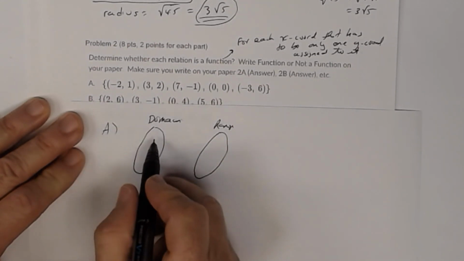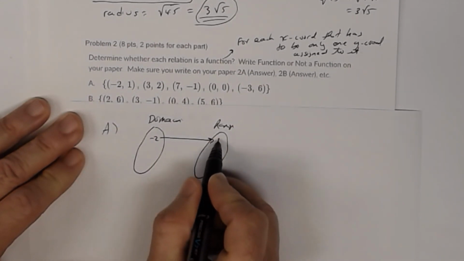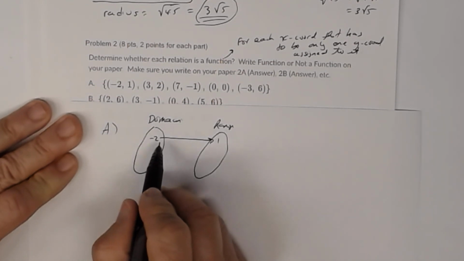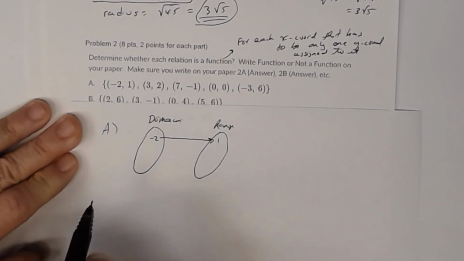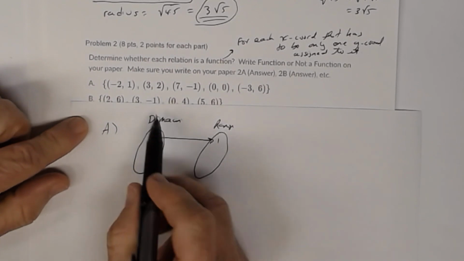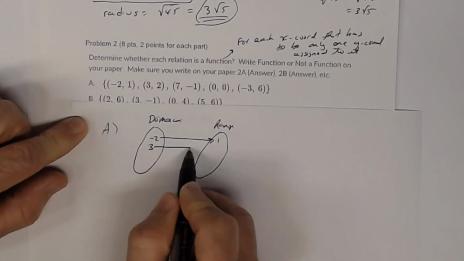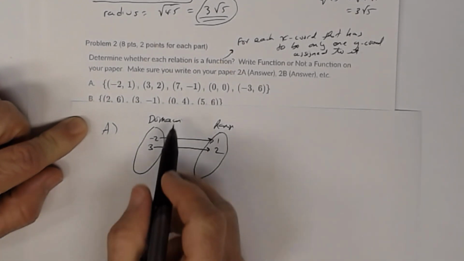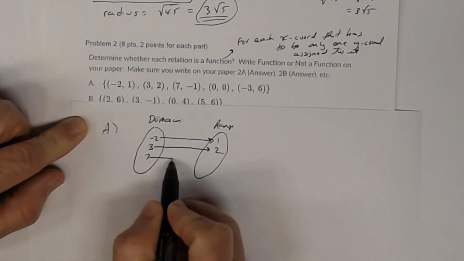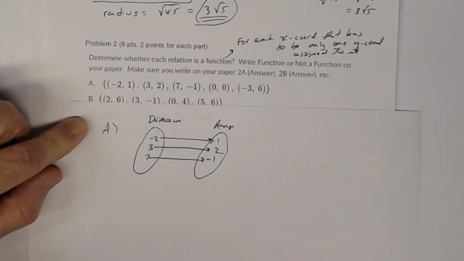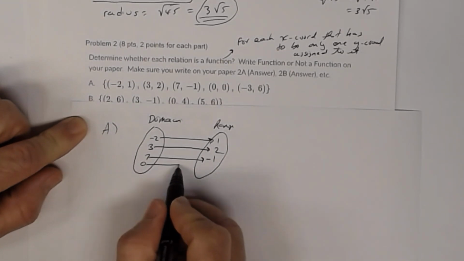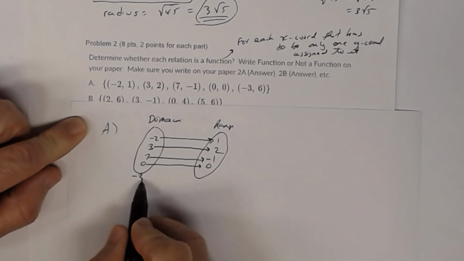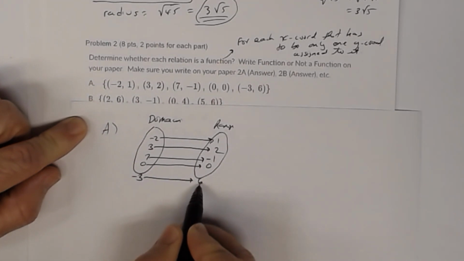So when x is negative 2, my y value is 1. So far we're okay because for this x coordinate, I see only one y coordinate associated with it. When x is 3, that is assigned a y value of 2. When x is 7, that's assigned a y value of negative 1. When x is 0, that's assigned a y value of 0. When x is negative 3, that's assigned a y value of 6.